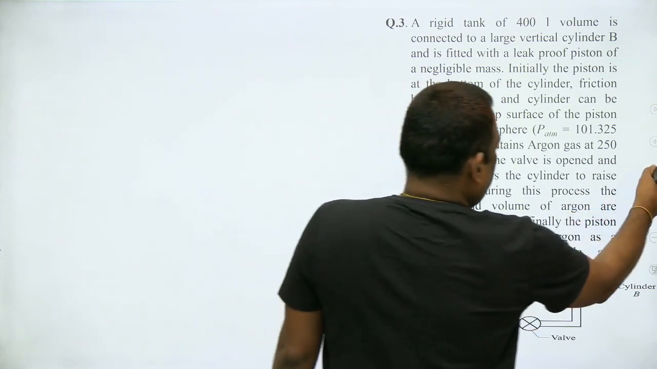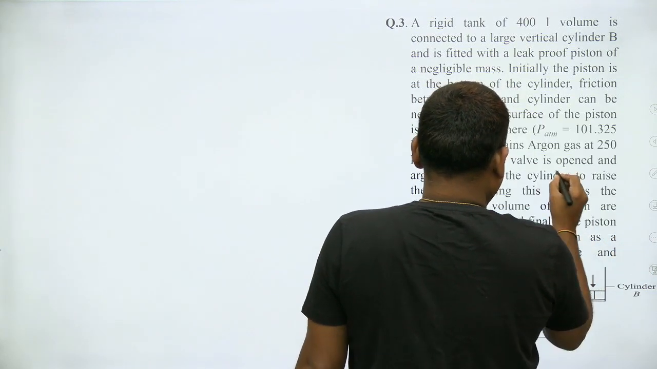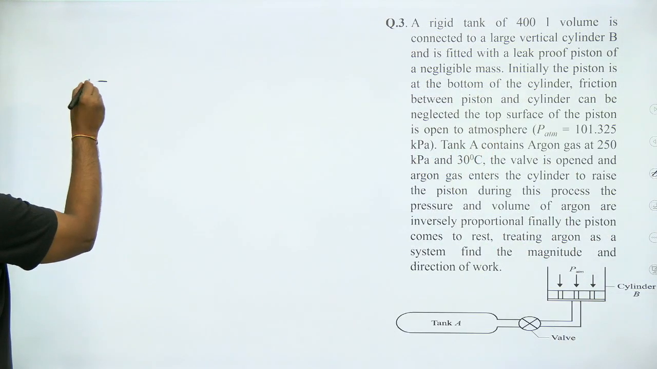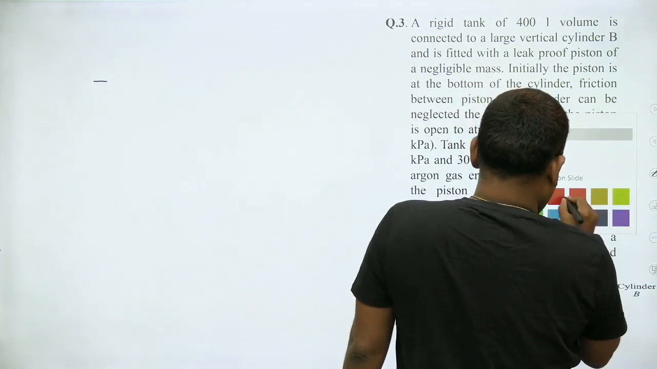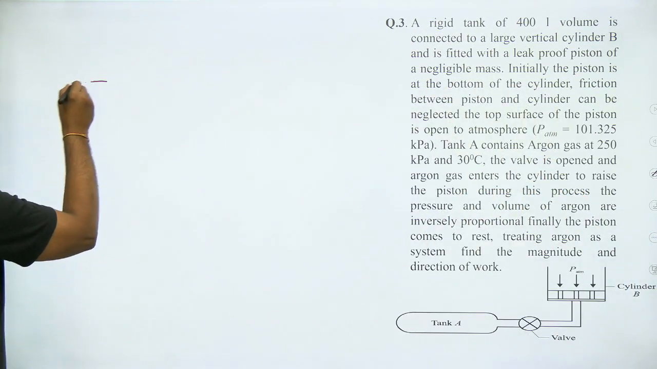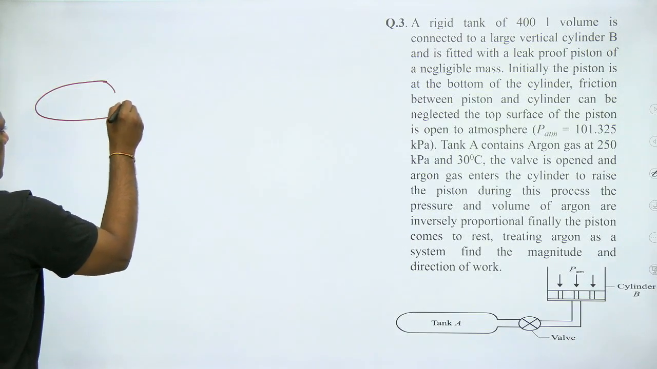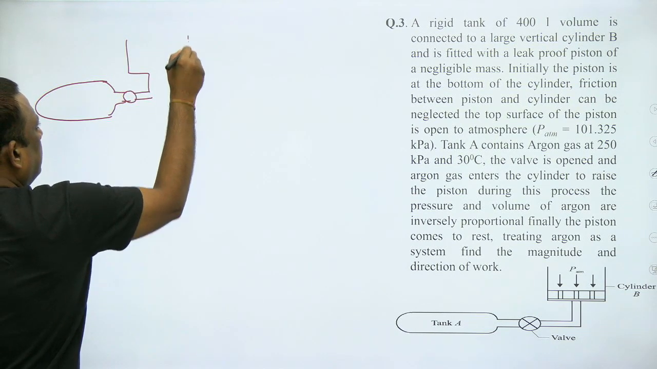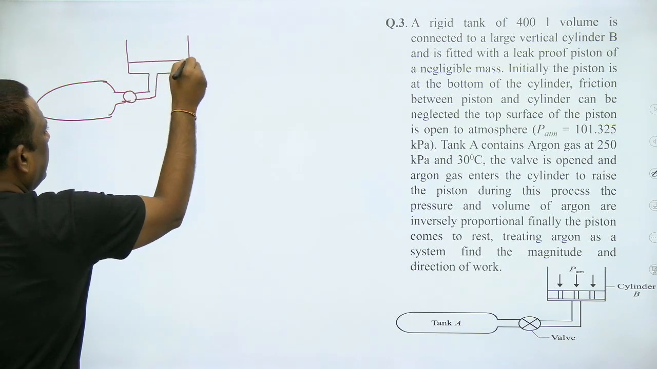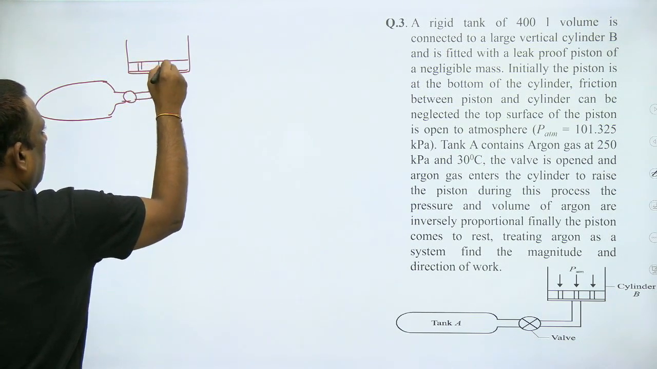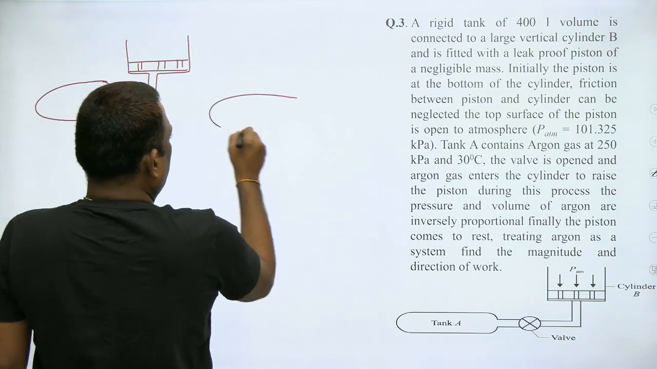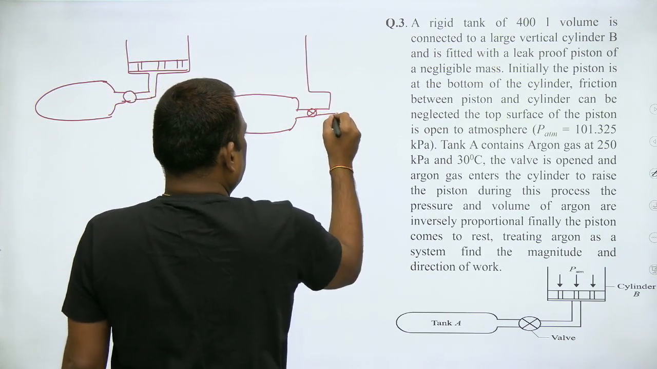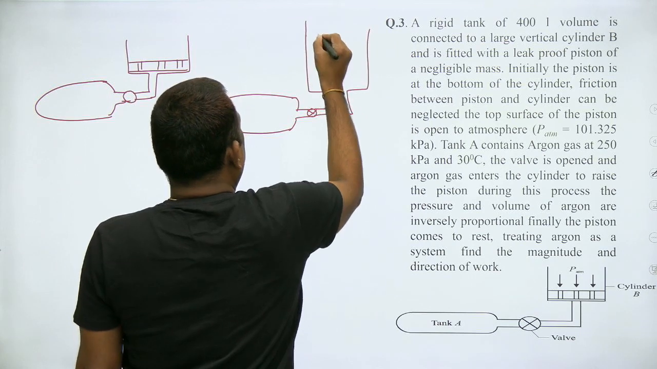Now observe here. Okay, I will draw the figure neatly. We'll use this color so that it looks better. There is argon in the tank. This is the valve. Now there is a piston here. Initially it is here at the bottom. And finally, I'll show you, it is something like this. Finally it is somewhere here.